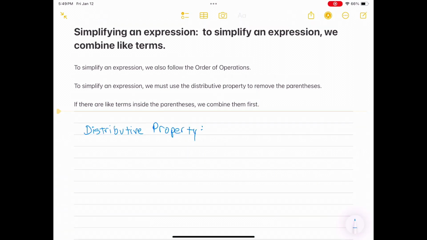Distributive property. a(b + c) = a times b plus a times c. a(b - c) = a times b minus a times c.